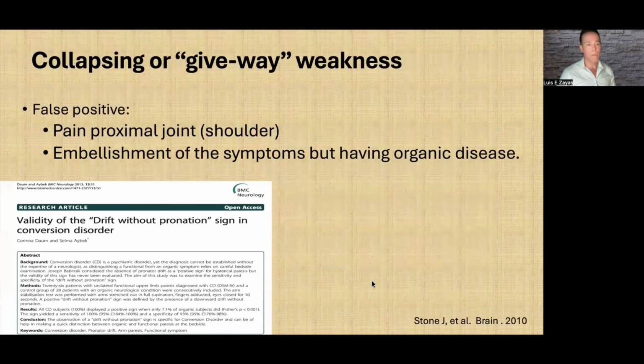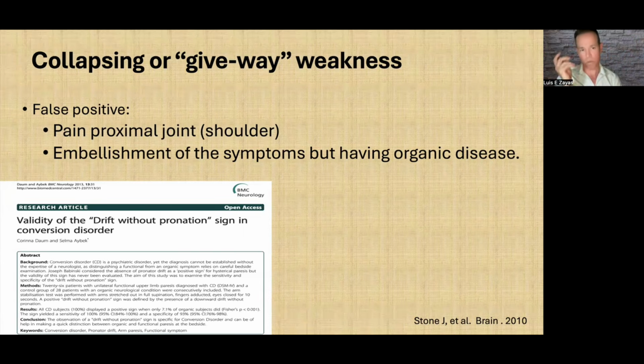Now this is another one, very important. Give away weakness. You tell the patient to put the hands like this, and then you tell the patient to close the eyes, and even without closing the eyes, you see that the patient starts doing this, going down, like dropping fast, but without the pronation. So you have the drift without the pronation. This is characteristic too. It's a collapsing or give away without the pronation.